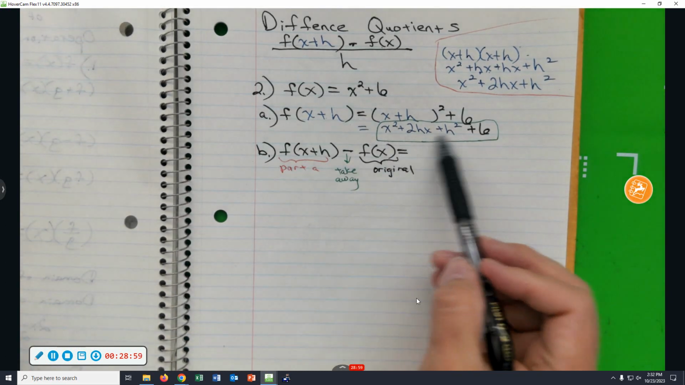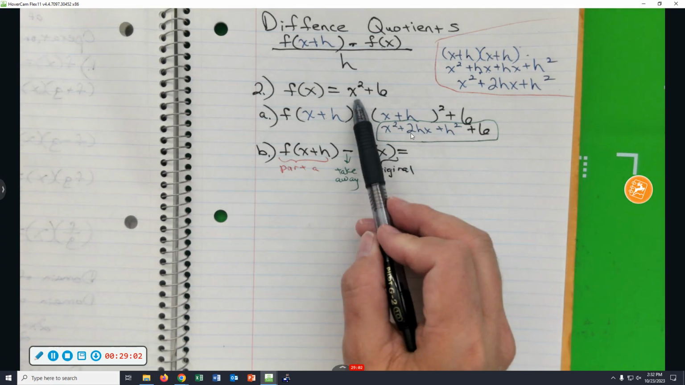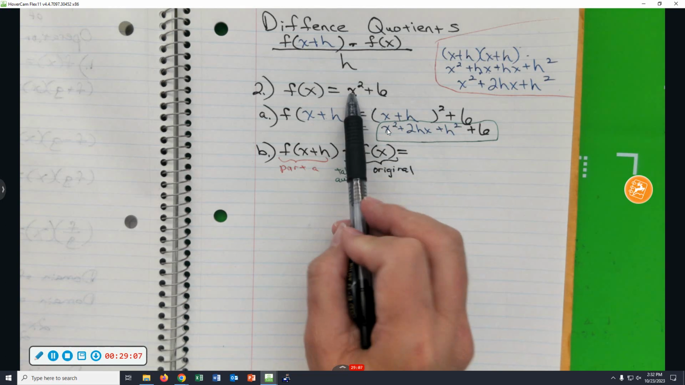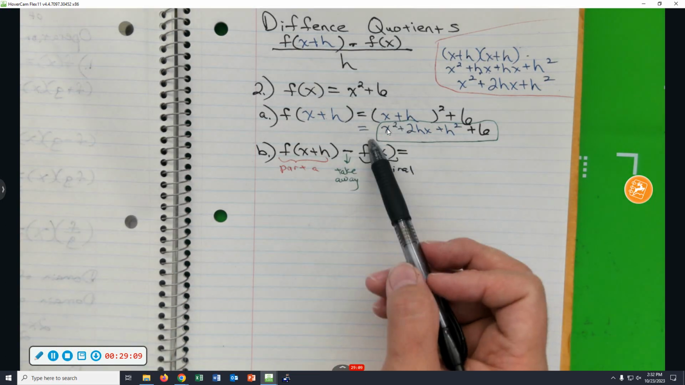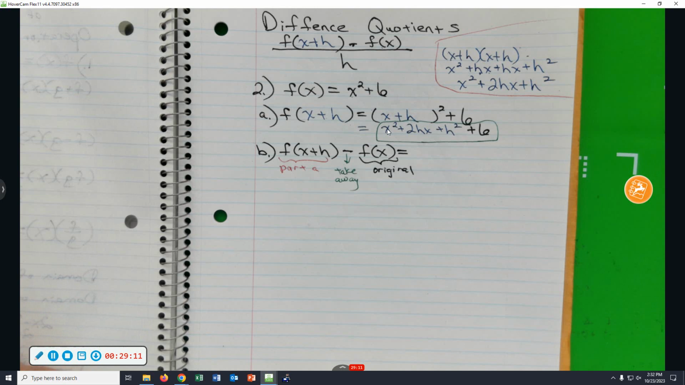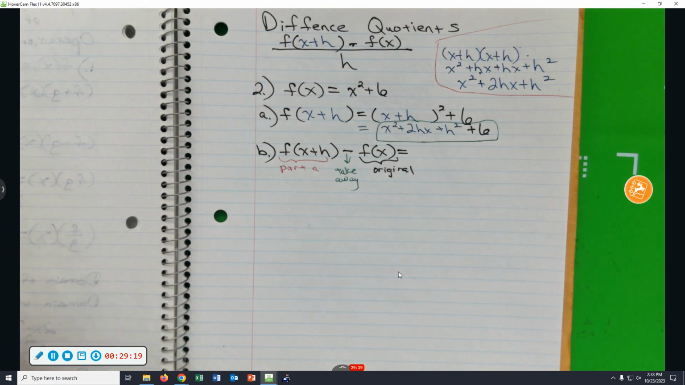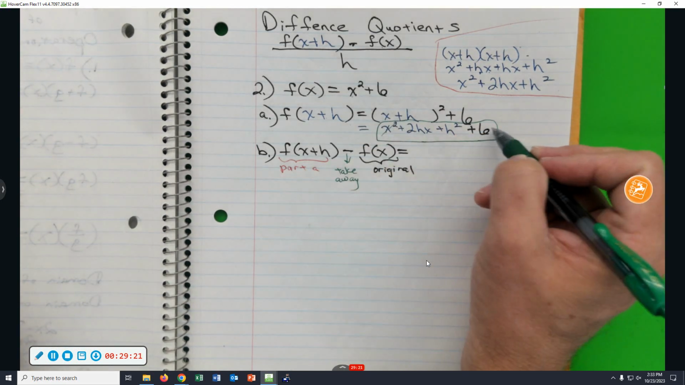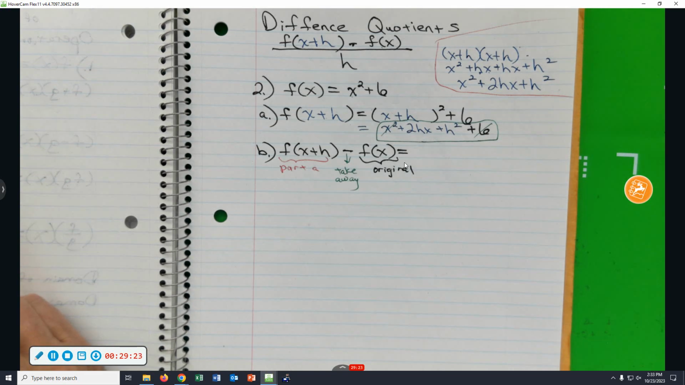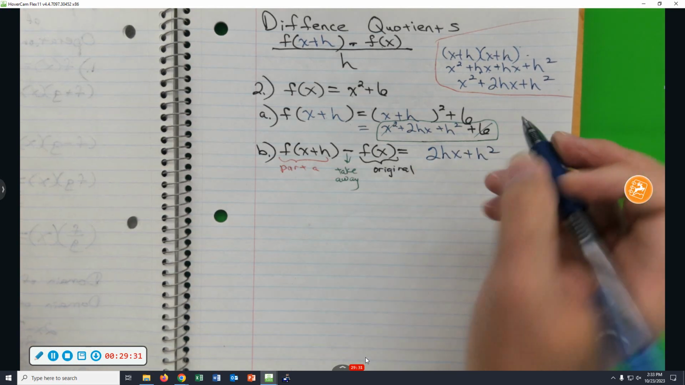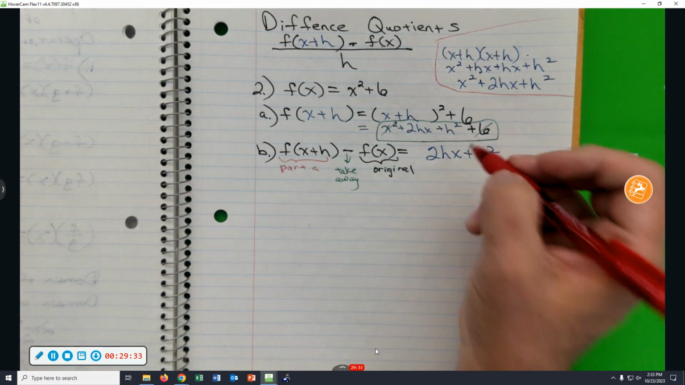So we have this stuff here. We're going to take away what's up here. We'll have an x squared, take away x squared. So the x squared term has disappeared. What else is going to disappear? The 6. 6, take away 6. So we just got rid of x squared and 6. What are we left with then? 2hx plus h squared. There's part A. Part B.